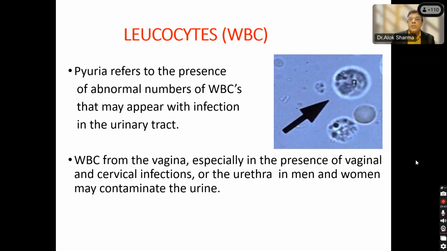WBCs from the vagina, especially in the presence of vaginal and cervical infections, or in males from the urethra, in both male and female, may contaminate the urine. So you should be careful of that whole clinical background before you comment on the significance of leukocytes. An abnormal number of WBCs in the urine is called pyuria. That's a common term.